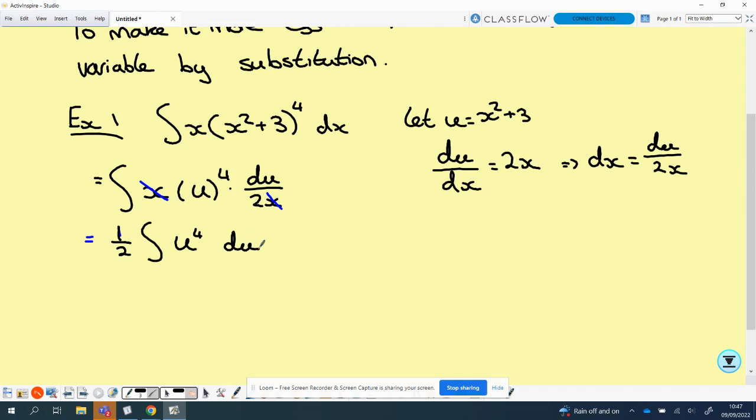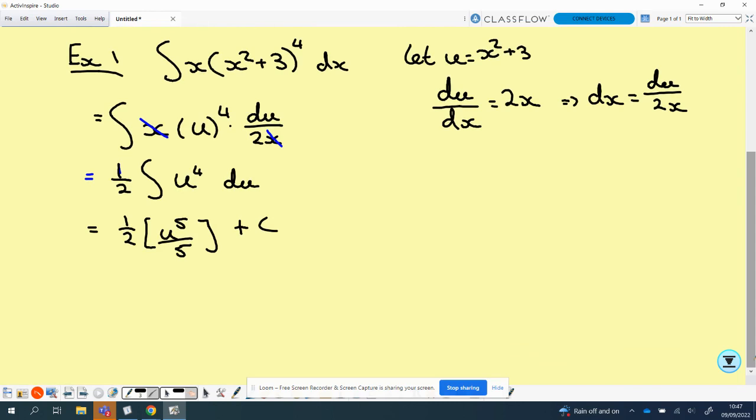Okay, I can just integrate using my rules from higher last year. So that becomes half of u to the power 5 divided by 5 plus c. Okay, that 2 will multiply the 5, so I'm going to get u to the power 5 over 10 plus c. Okay, so a lot more straightforward to integrate. Now the last step, so now that I've done the integration, I've got my final answer, I just then resubstitute what u was. u was x squared plus 3, so therefore it becomes x squared plus 3 to the power 5 over 10 plus c.